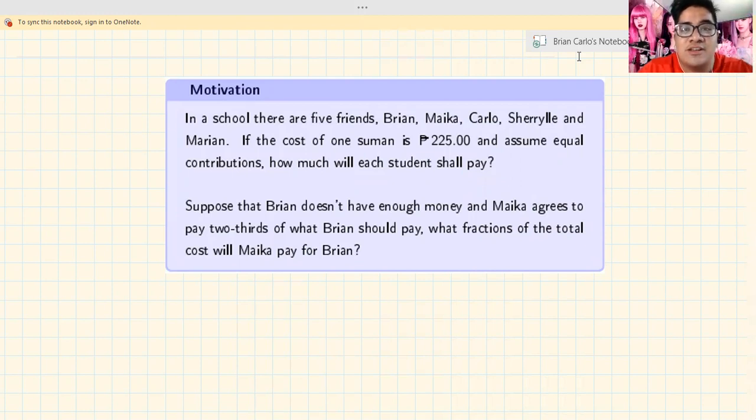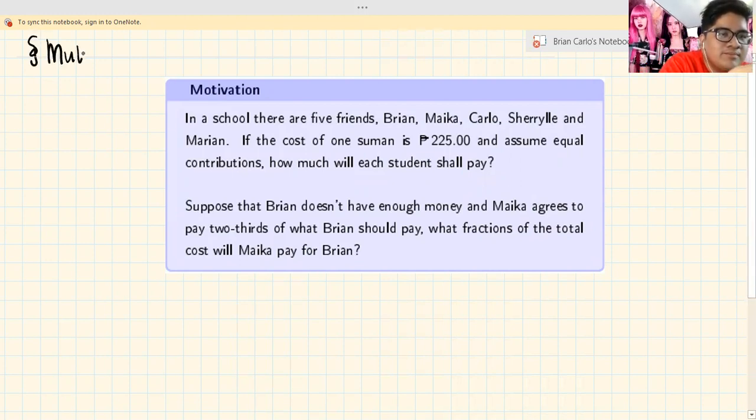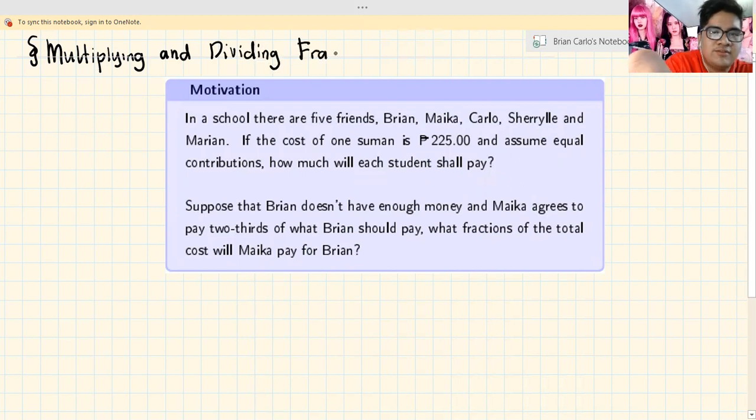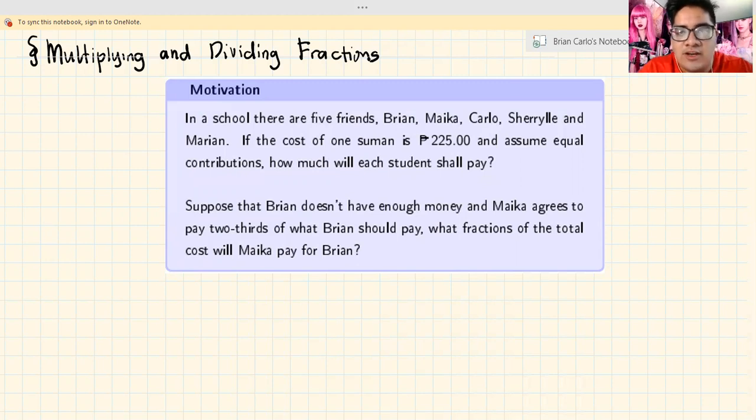Today, we're going to discuss another topic in business mathematics, and that topic is multiplying and dividing fractions. Multiplying and dividing fractions. Previously, in the last video, we discussed adding and subtracting fractions. Now, we will discuss another type of operations applied to fractions, which is multiplication and division.